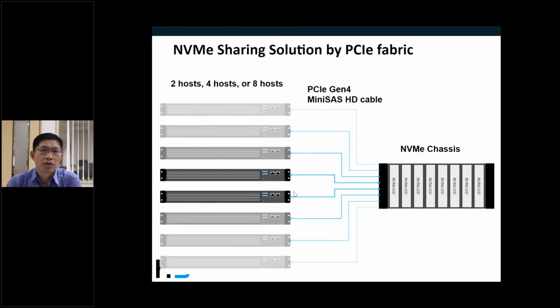Okay, the whole idea of the NVMe sharing solution is that the NVMe chassis is connected to multiple hosts. The hosts will be like 2 hosts, 4 hosts, or 8 hosts through the PCIe Gen 4 NVMe HD cable. The NVMe SSD in the NVMe chassis could be assigned or could be shared by the host.